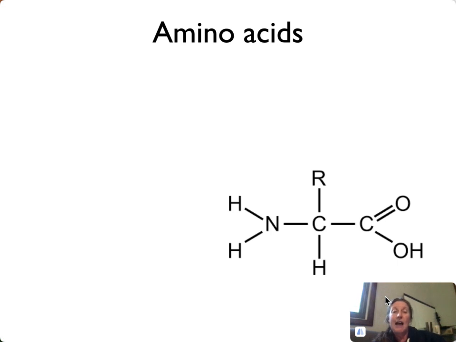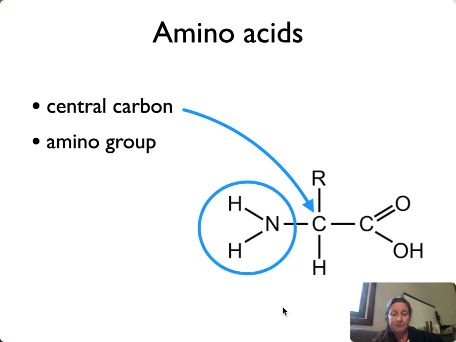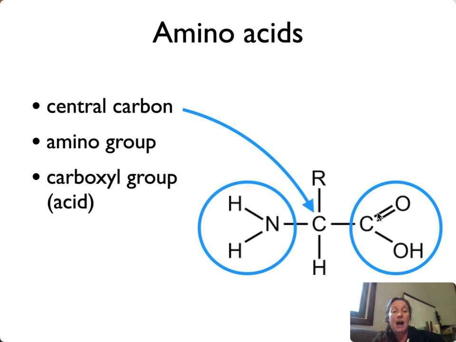Amino acids all have this same basic structure. They have a central carbon. So you can see the main part of the molecule here is a nitrogen, a carbon, and another carbon. So in the middle is our central carbon. It has an amino group, and it has a carboxyl group. Now, if you recall, the carboxyl group is acidic. So right here, we have the origin of the name of this molecule. It is an amino acid. So it's named for its functional groups.